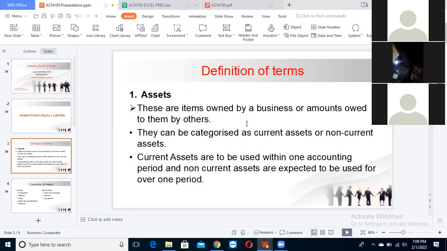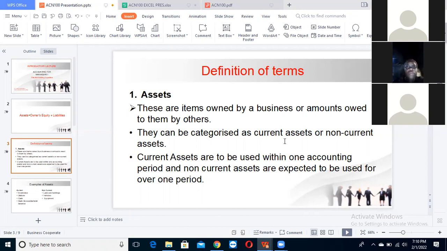These assets can be categorized into two classes. We've got non-current assets and current assets. Those are the two classes of assets that we have. What do we mean when we say current assets? We mean assets that are expected to be used within the accounting period, or within the current accounting period.